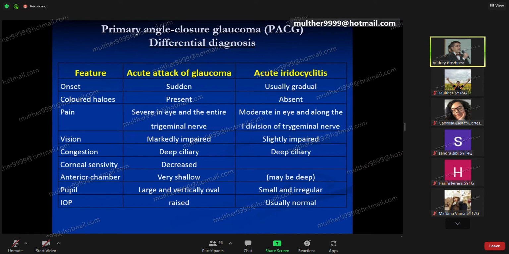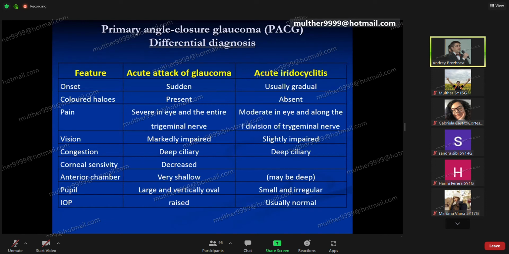And here you see the main differential signs between acute attack of glaucoma and acute iridocyclitis, one of the topics which we have discussed before. Onset in case of acute attack is sudden, in case of acute iridocyclitis usually gradual. Colored halos, when you look at the source of light, are present in case of acute attack of glaucoma and absent in case of acute iridocyclitis. Pain in both cases is present, but severe in the eye and the entire trigeminal nerve area in case of acute attack, and moderate in the eyes and along the first division of the trigeminal nerve in case of acute iridocyclitis. Vision is markedly impaired in case of glaucoma and slightly impaired in case of iridocyclitis.